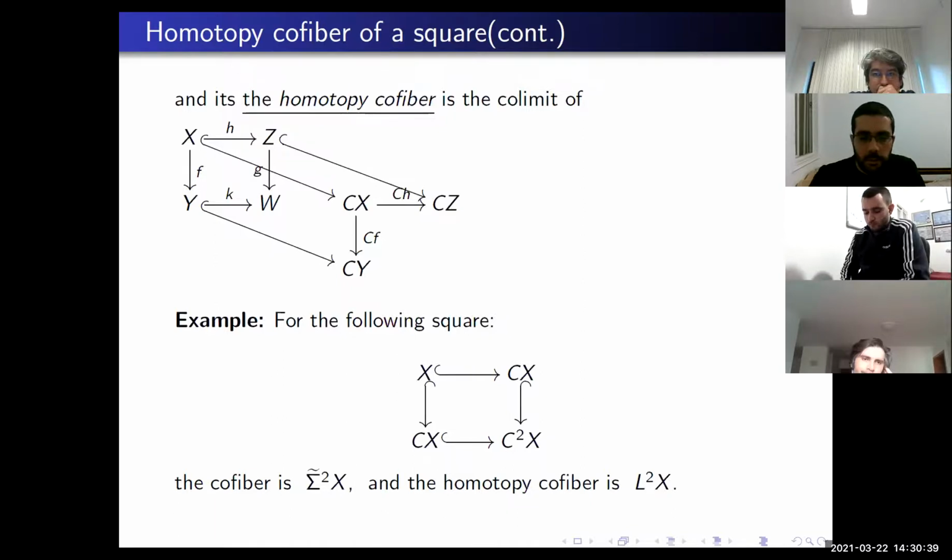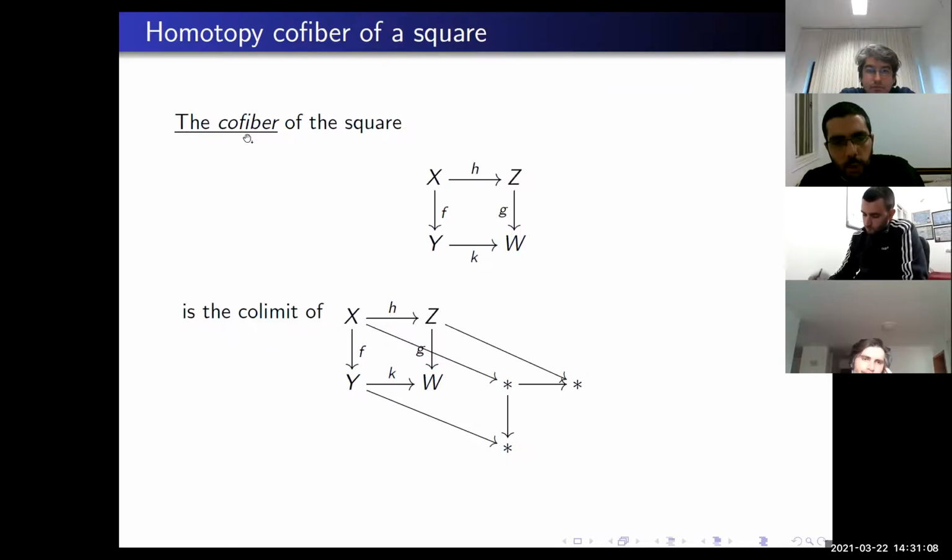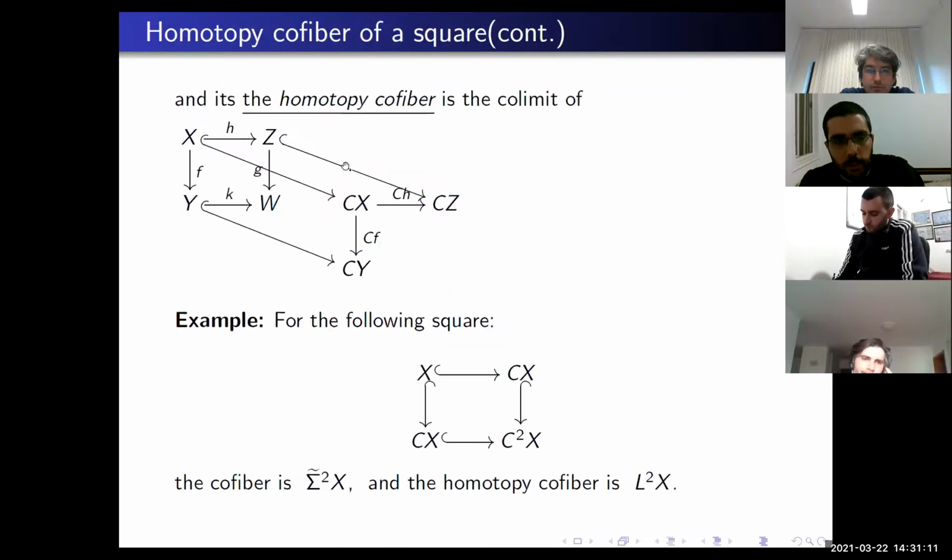for example, the homotopy cofiber of this is exactly the L2 we got before. This is like a cube, but it's points on three sides, and then the three sides are cones and the other side is a point. Okay, why? We can do this as an exercise. And when we get here, the cofiber is exactly the homotopy cofiber here.